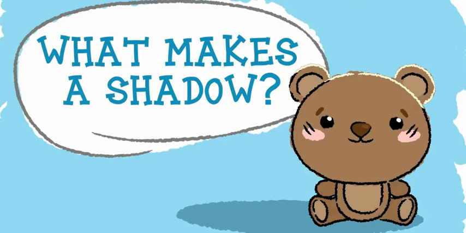Excellent. What happens when these things stand between the source of light and the ground, or between the source of light and where the light wants to reach? It makes what, grade 1? Excellent. It makes shadow. So we get a shadow when something blocks the way of the light, when something stands between the source of light and where the light wants to reach.